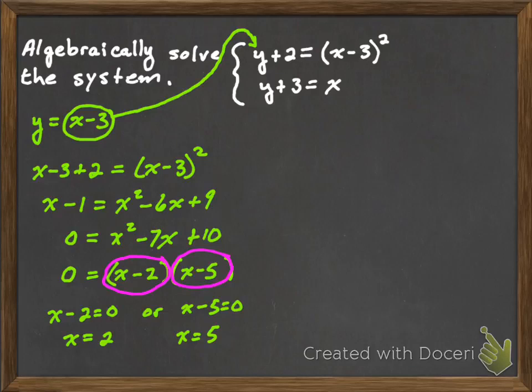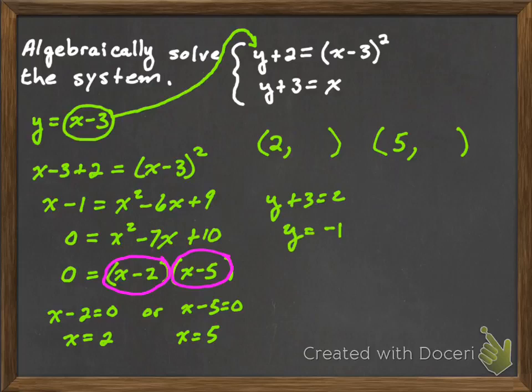Alright, so we have coordinates where the x value is 2 and the x value is 5. To find the y values, we substitute these x values into the linear equation. So we're going to take this 2 and substitute it into the x value here. So that'll give us y plus 3 equals 2, which means y is equal to negative 1.